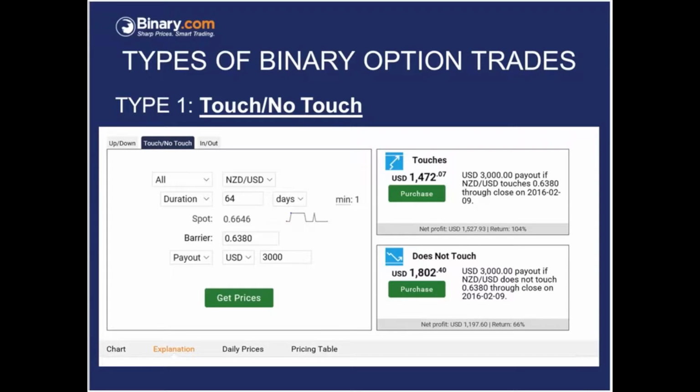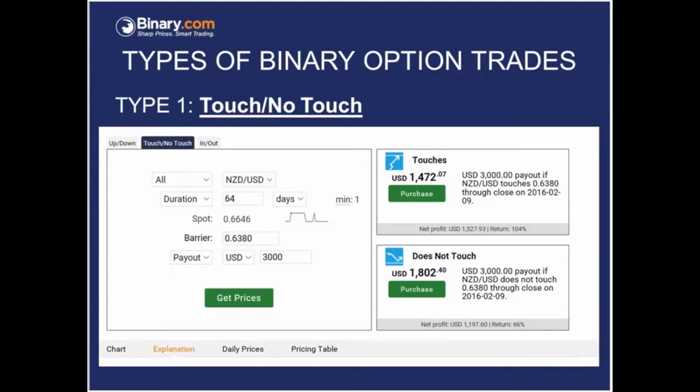The binary.com website will then give you two options. If you want to purchase a touch, in this case it pays out $3,000 if the Kiwi dollar touches 63.80 before the 9th of February 2016. That would cost you, in this particular case, $1,472. And what you can see at the bottom there is what your net profit would be and also what your return would be.